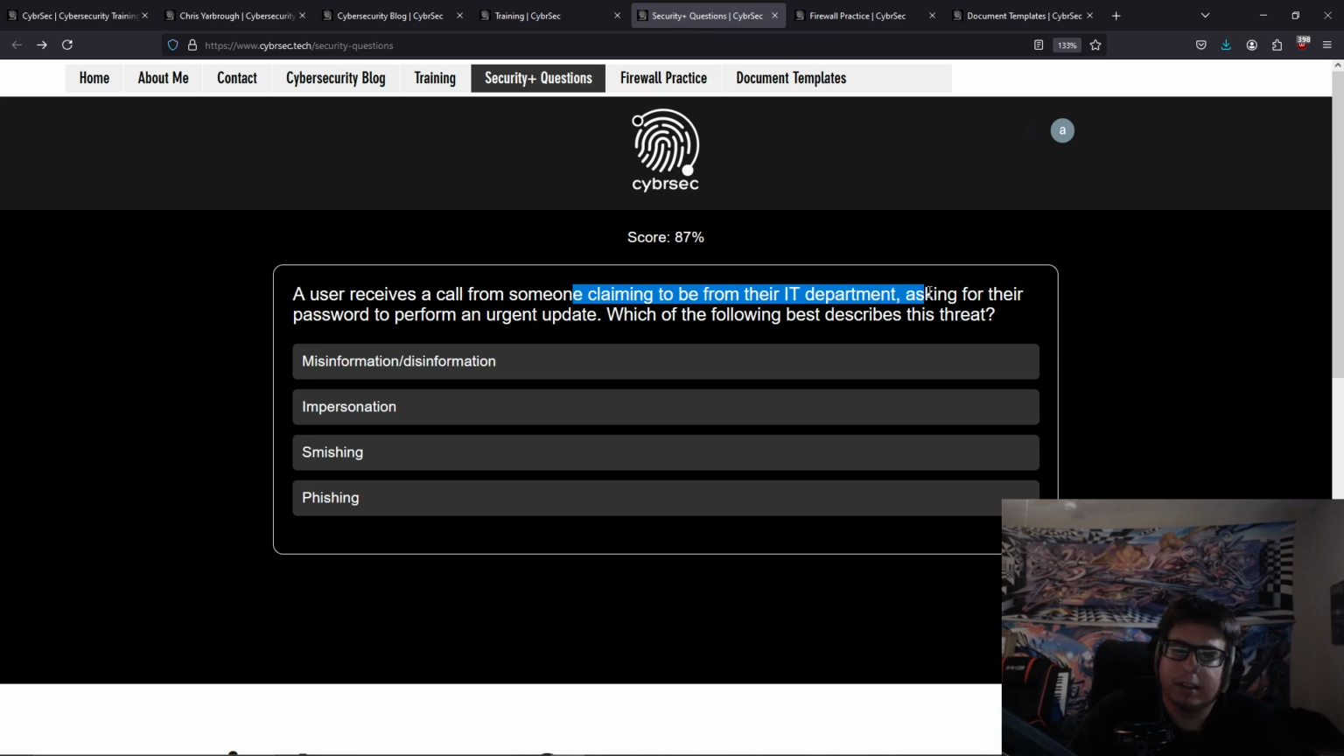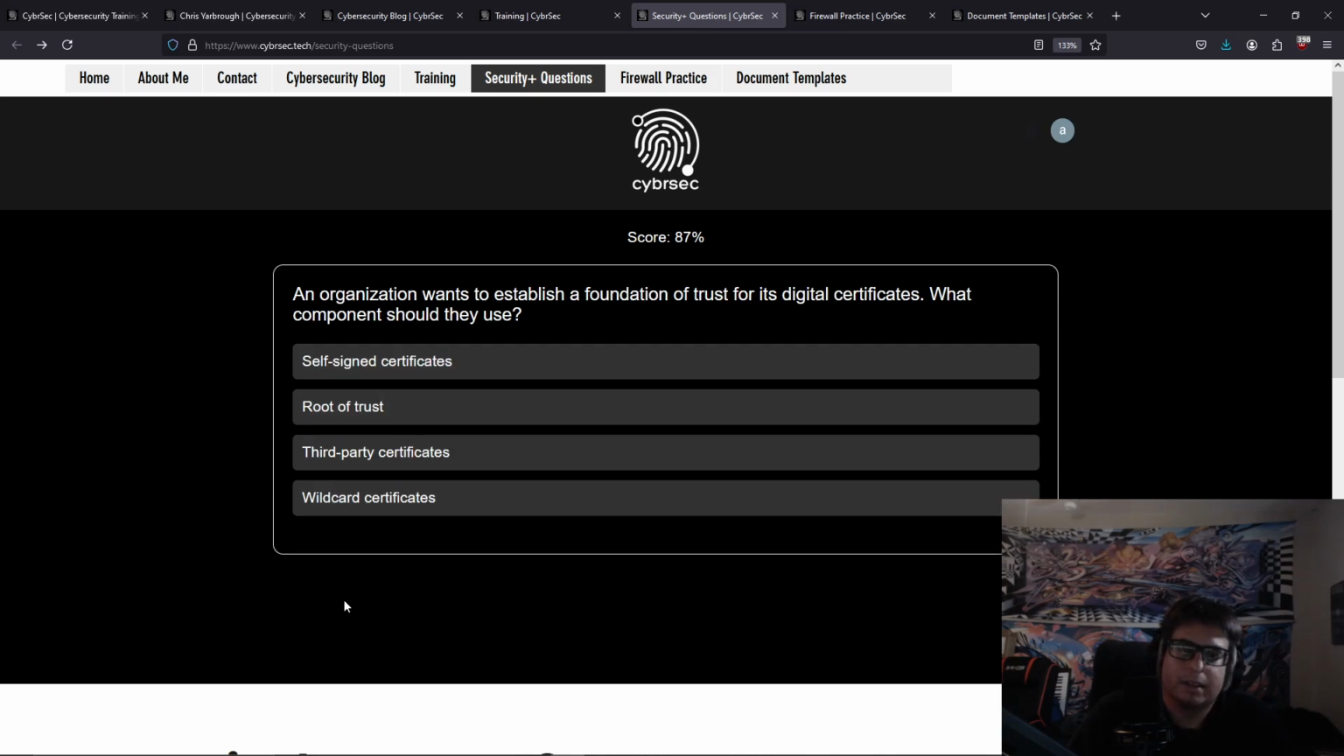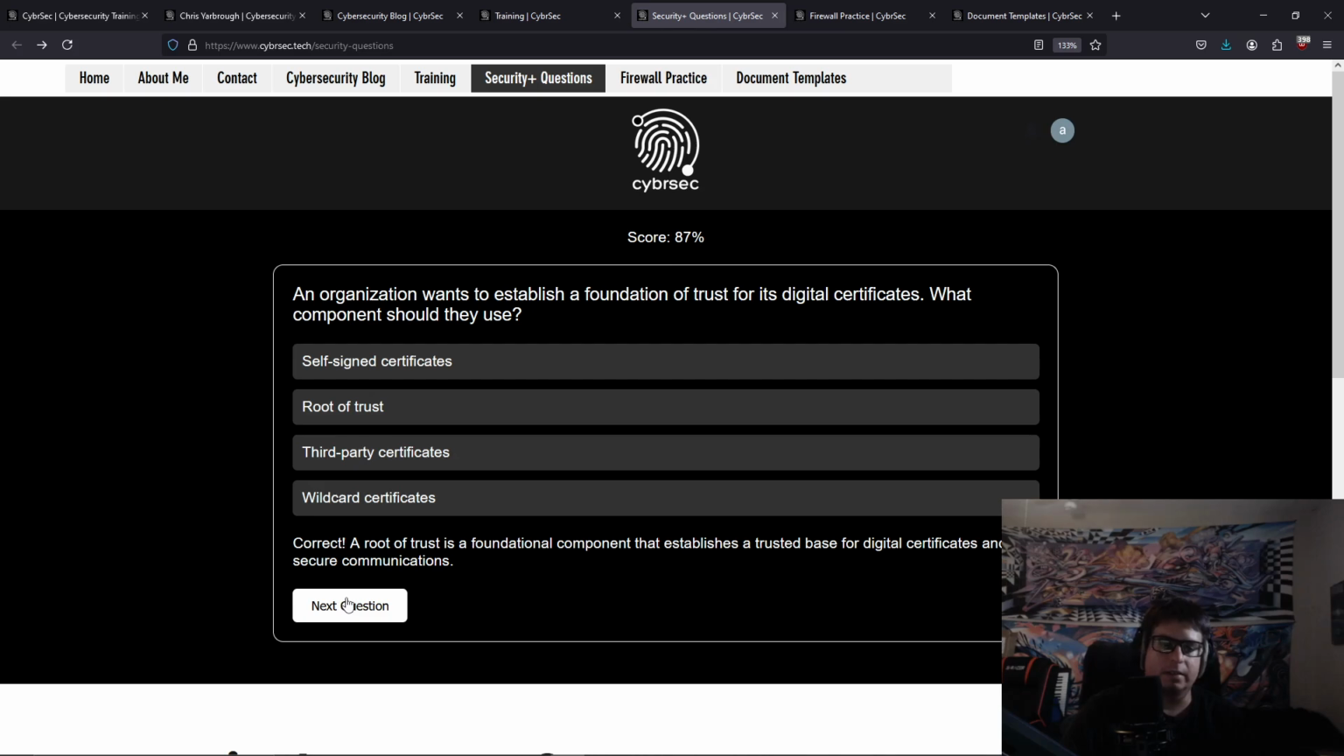Claiming to be from their IT department. Impersonation. Yes. An organization wants to establish a foundation of trust for its digital certificates. What component should they use? Root of trust. A foundation of trust. A root of trust. Yes.